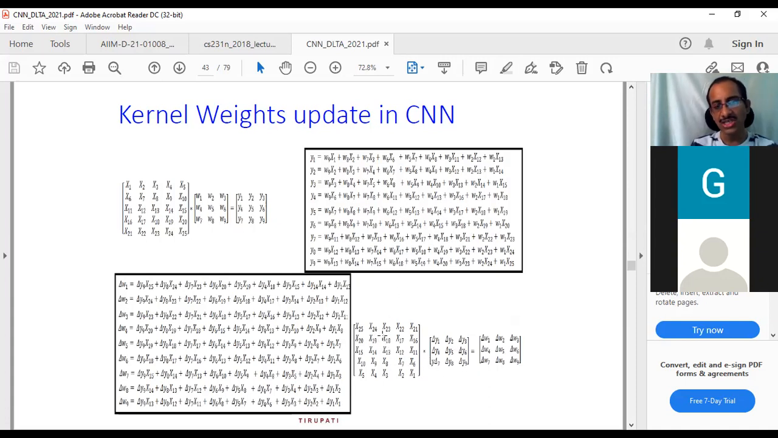As you can see, it's a convolution operation between the flipped version of the input and the delta Y's. What you get is delta W9. If you see, it is a flipped version, right? Delta W9 into X25. Oh, sorry. Delta W9, right?